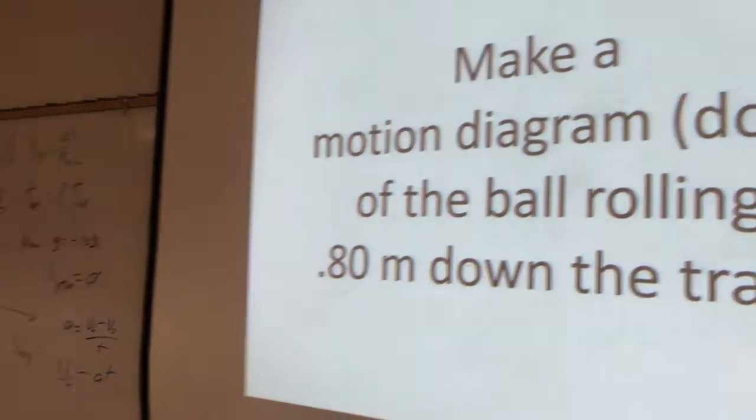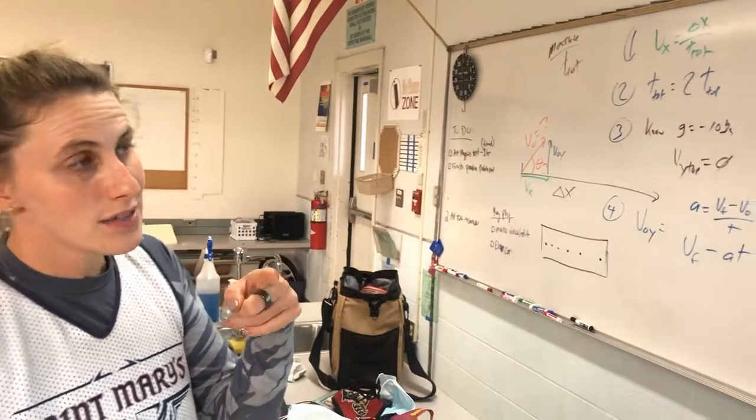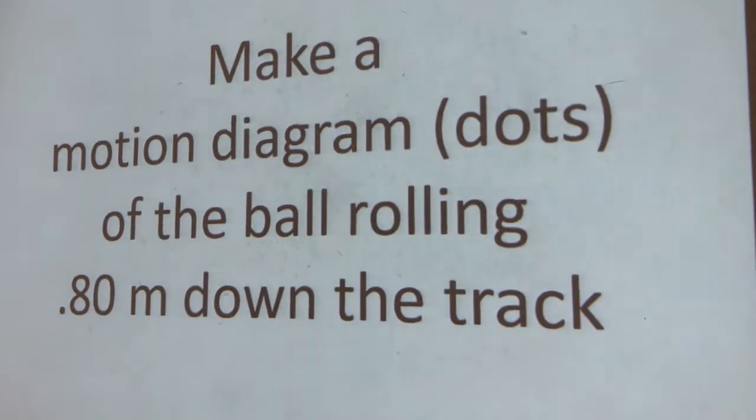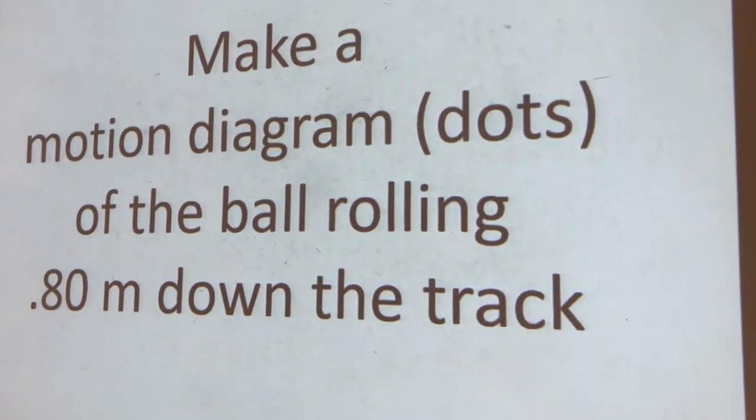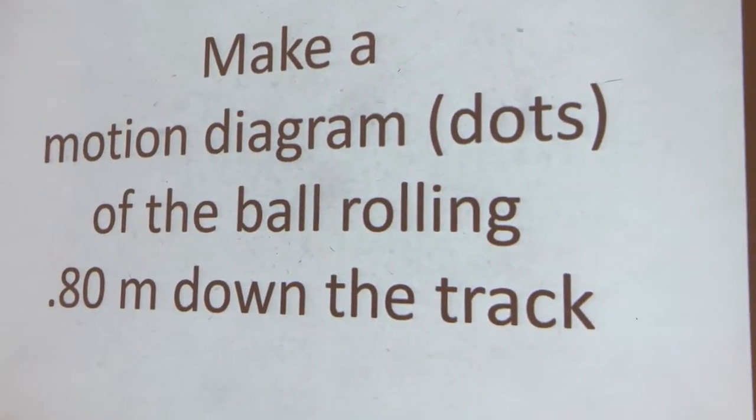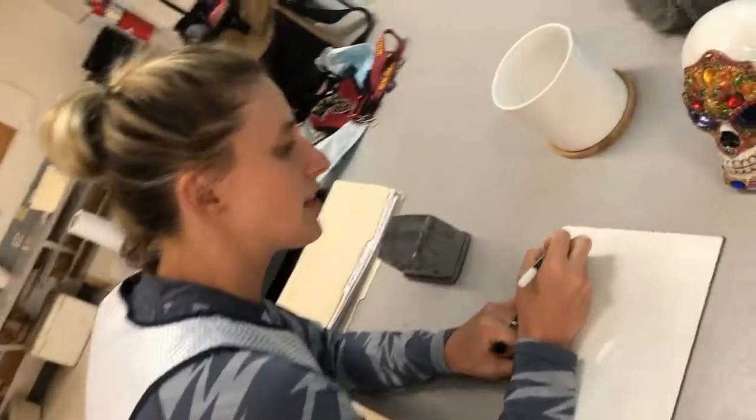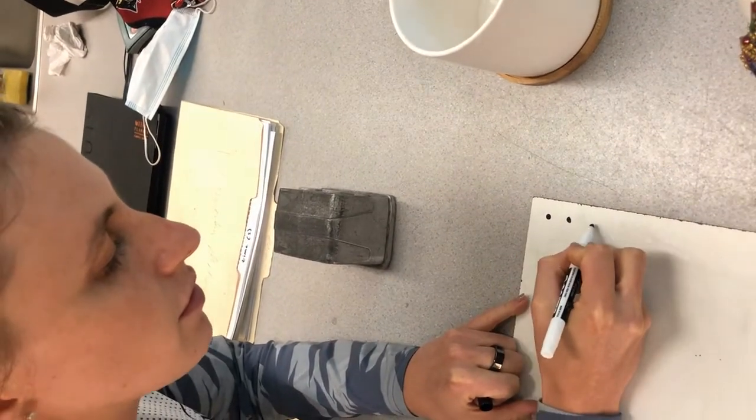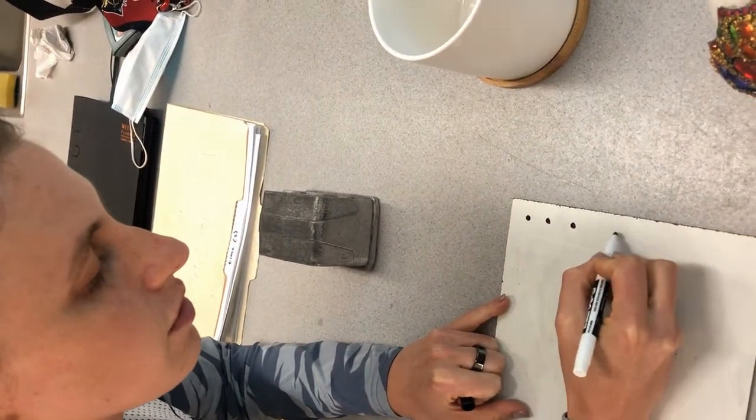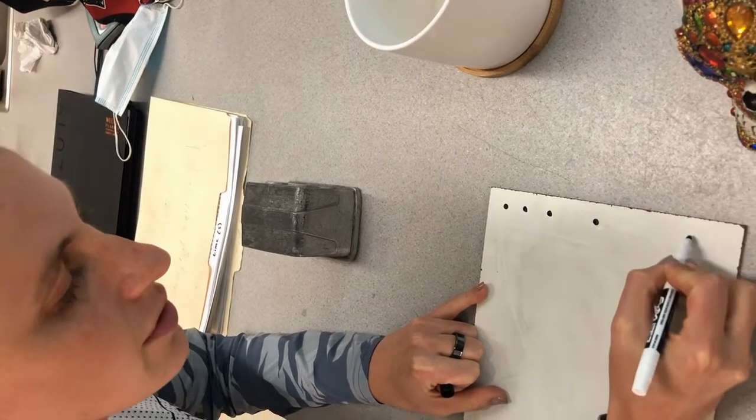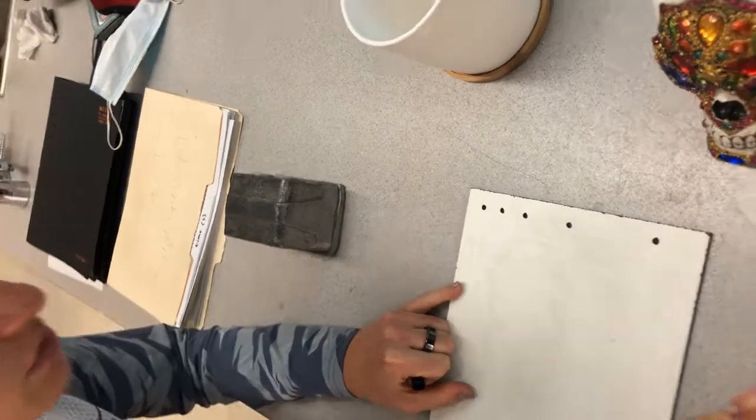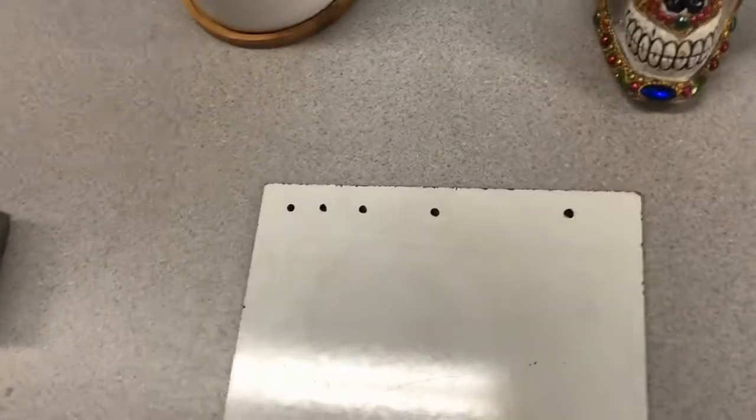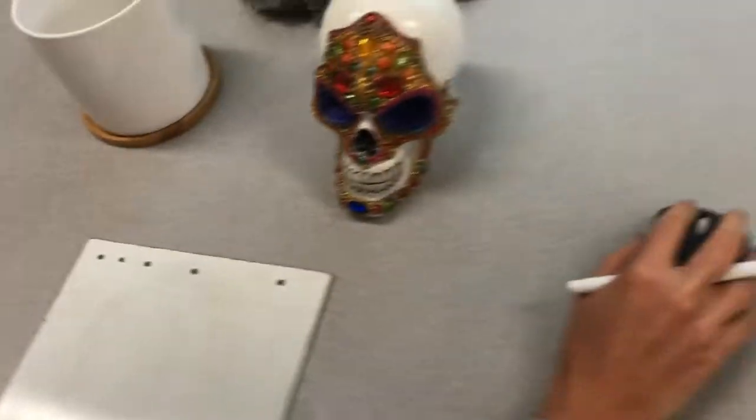Pause the video, make a motion diagram, dots, of the ball rolling 0.8 meters down the track. Okay, now that you've done that, let's go ahead and do it. So, let's see. Start right there. The ball went faster and faster as it went down the track, right? So it's going to cover more and more ground. Okay. So that's my motion diagram.